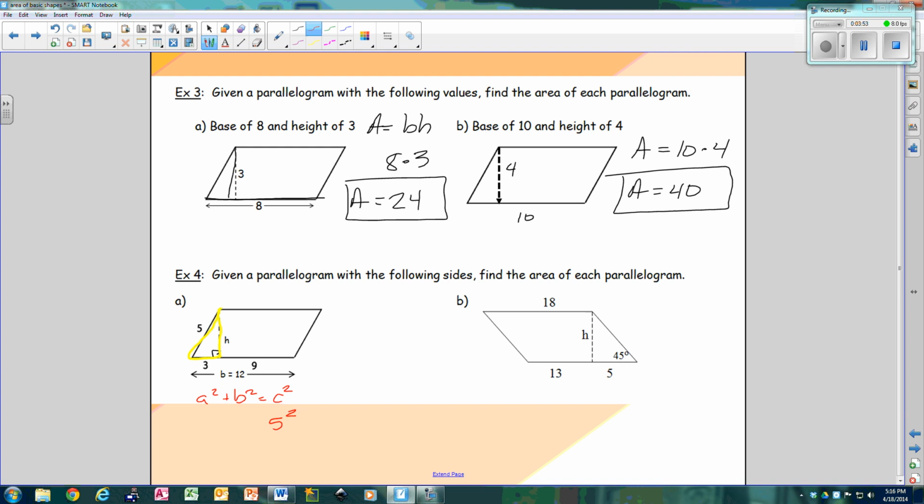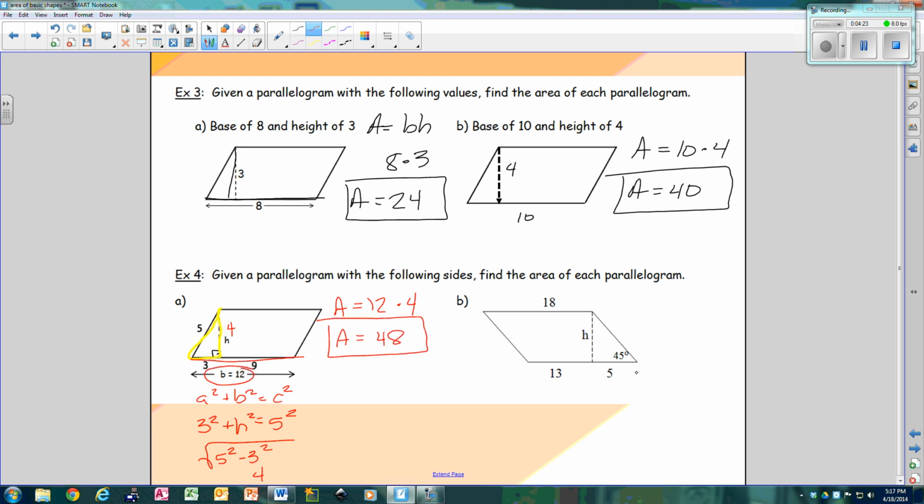So my c is 5 squared, my a is 3 squared, my b is h squared. So I'm going to subtract the 3 squared from here. So I get 5 squared minus 3 squared, and then you take the square root, and you get 4. So I find out that the height is 4. Well, if I add these two numbers together, I get that my base is 12. So area is base 12 times height 4. So the area is 48.